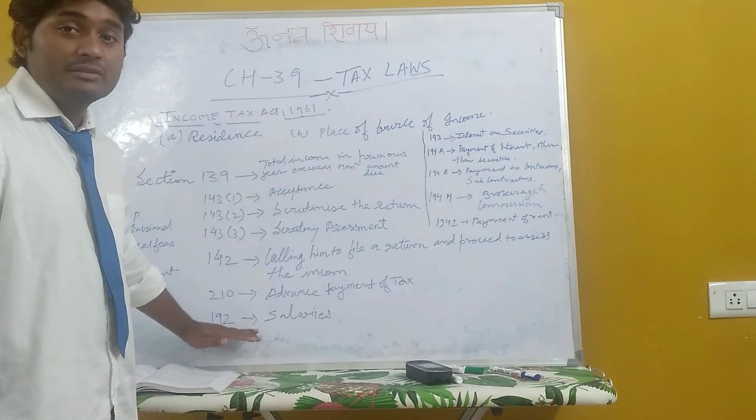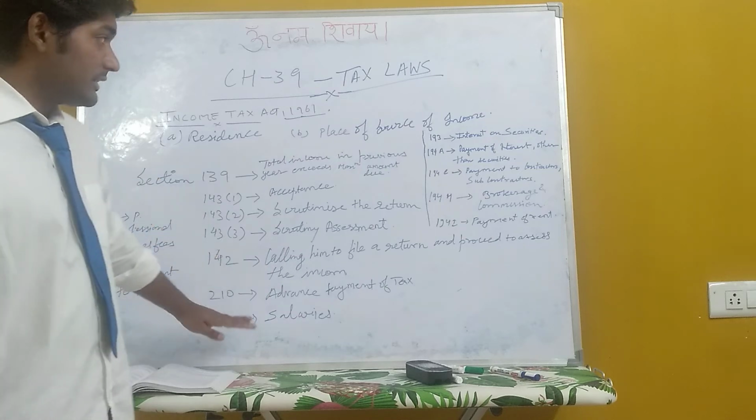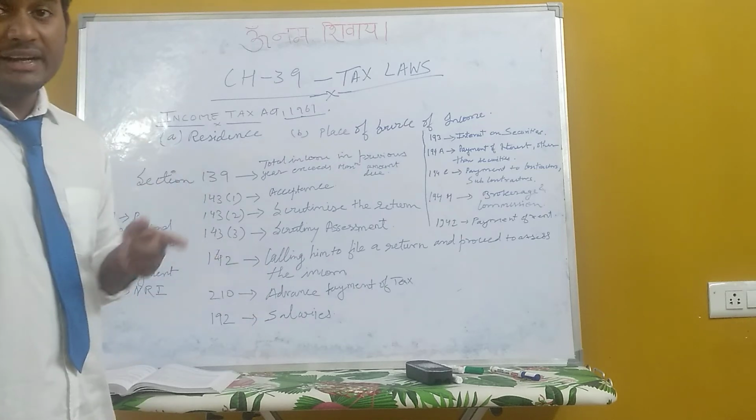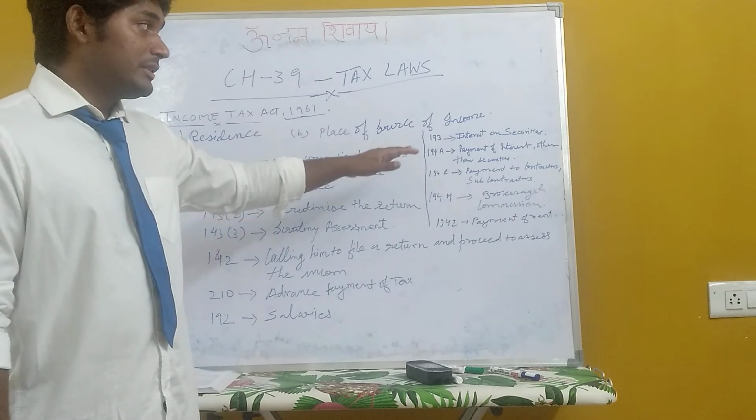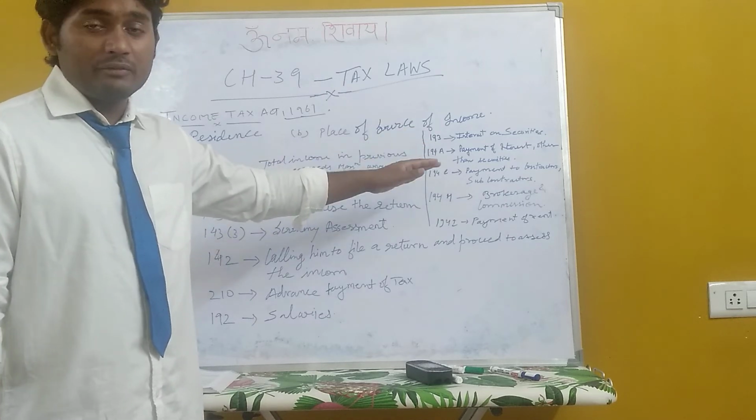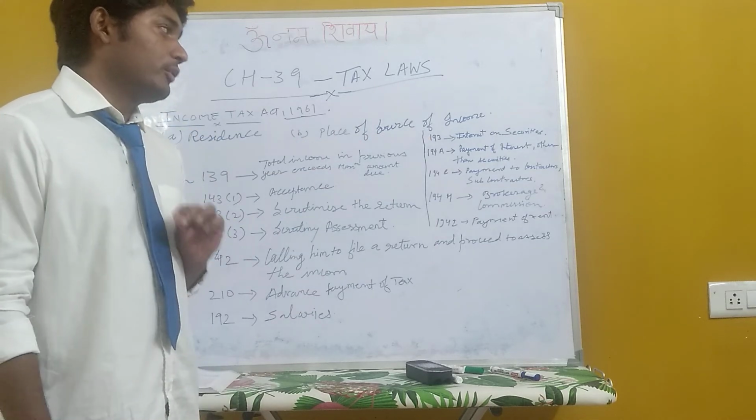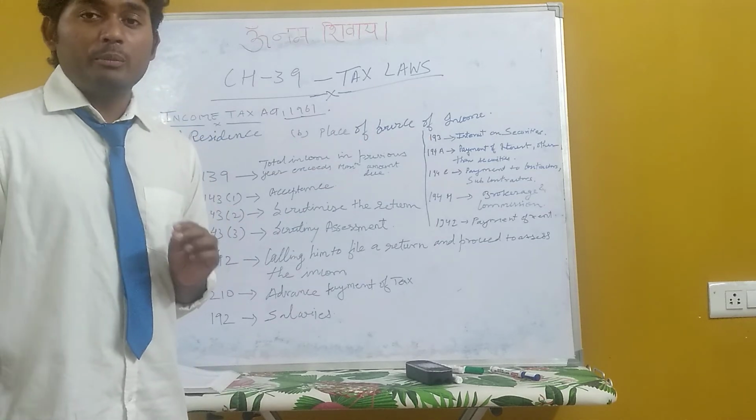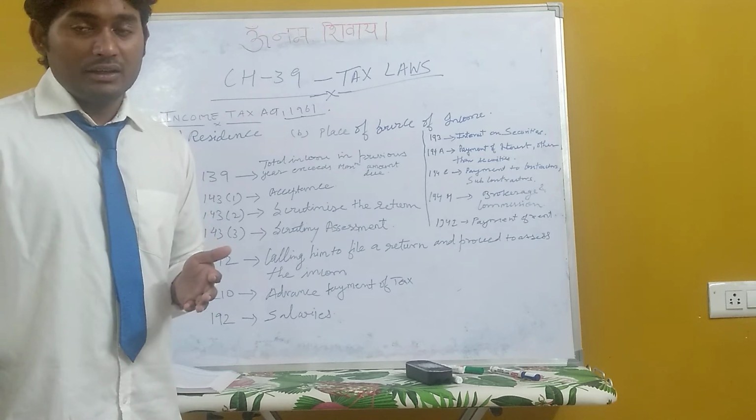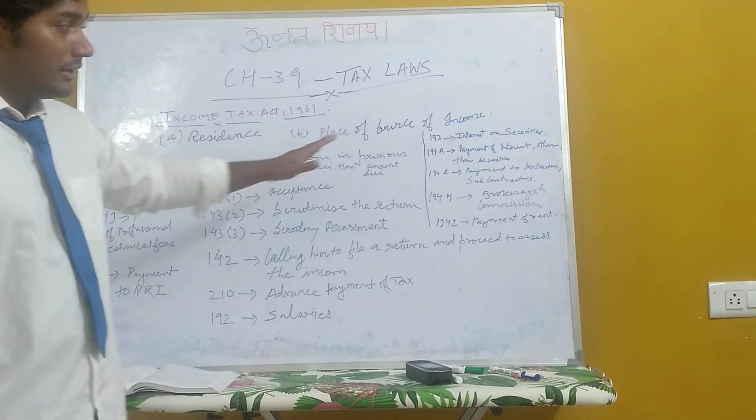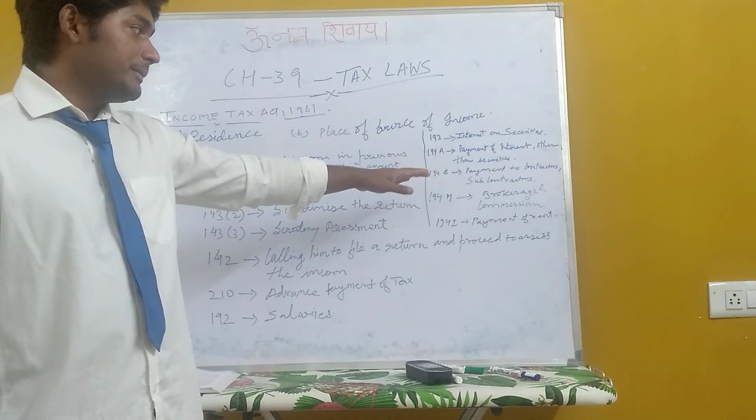Section 192 deals with salaries. Salaries people are getting will come under section 192. Section 193 will come on interest on securities. Suppose somebody is investing in the security market, then the interest whatever he is getting, section 193 will deal with that. Section 194A will take care of payment of interest other than securities. Whatever other interest you are getting apart from the securities, 194A will take care of that.